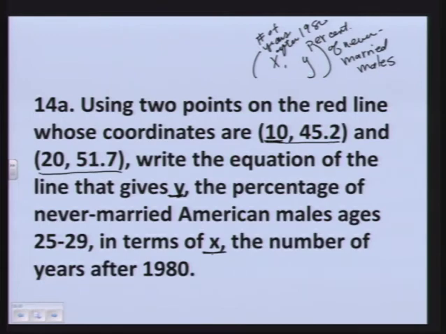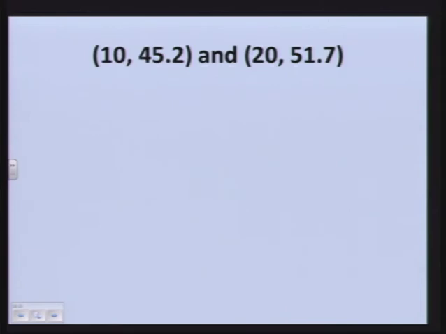Okay, let's get ready and write that equation here. Here are our 2 points. Now what is it we need to write the equation of a line? We need a point and we need a slope. So for our point, we're doing very well. Just pick one. So 10, 45.2. Since I used it first, I'm going to call that my x sub 1, y sub 1.